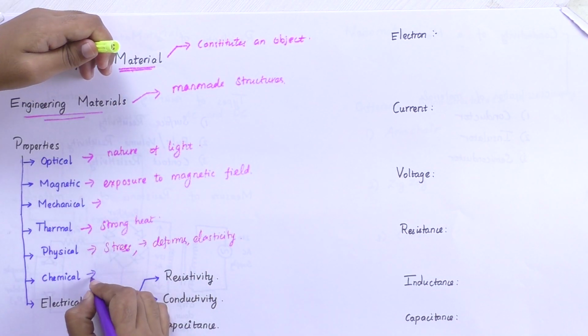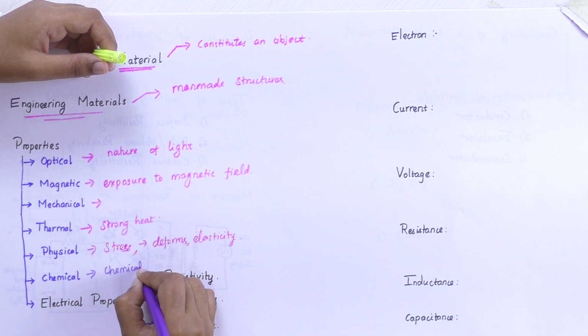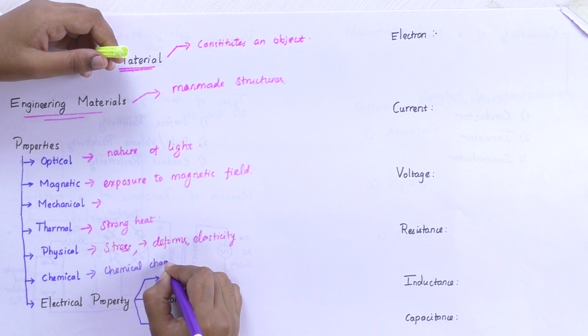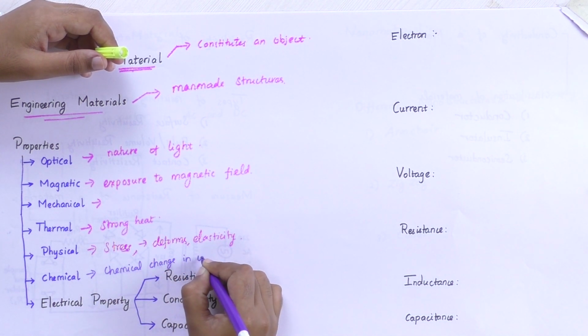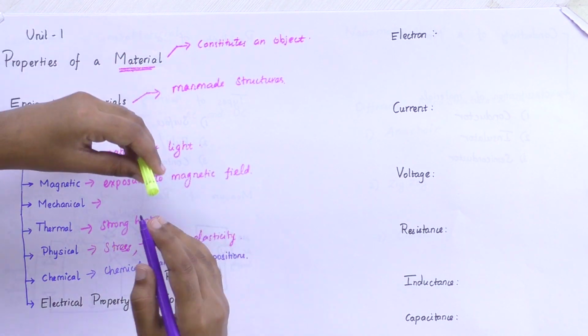For plastic and such, if you heat it, it will melt. For molding a plastic, they will apply a certain limit of temperature. So we have to note the temperature changes also. The next is chemical property. The chemical composition varies, a change in composition. So we need to consider the chemical properties.